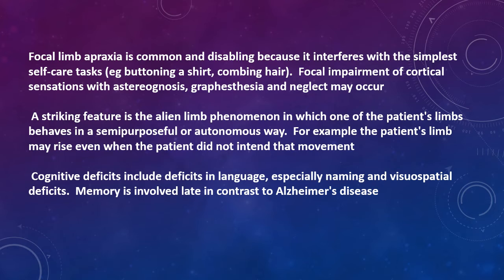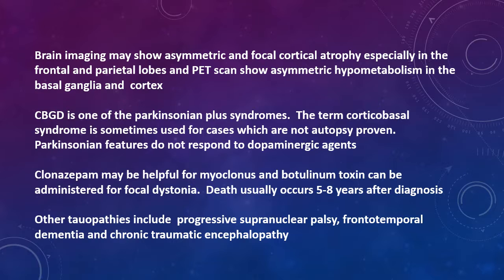Cognitive deficits include deficits in language, especially naming, and visuospatial defects. Memory is involved late, in contrast to Alzheimer's disease. Brain imaging may show asymmetric and focal cortical atrophy, especially in the frontal and parietal lobes, and PET scan can show asymmetric hypometabolism in the basal ganglia and cortex. Cortical basal ganglionic degeneration is one of the Parkinsonian plus syndromes. The term corticobasal syndrome is sometimes used for cases which are not autopsy proven.